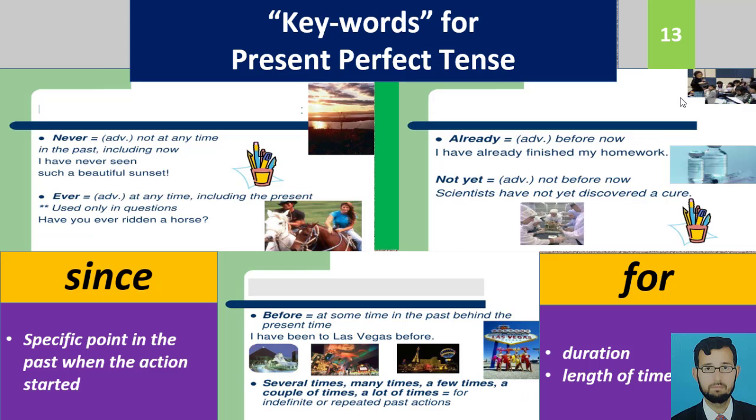Dear students, some keywords help you make present perfect tense. Since indicates a specific point in the past when the action started, or shows the length of time. Already indicates the action before now. Not yet indicates an action not done before now. Never tells an action not done at any time, and ever tells that an action was done at any time. These keywords help us make sentences of the present perfect tense.